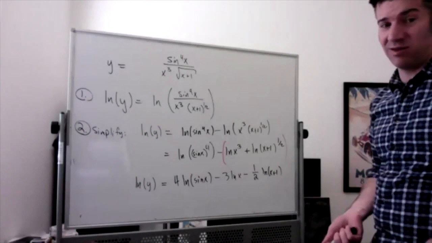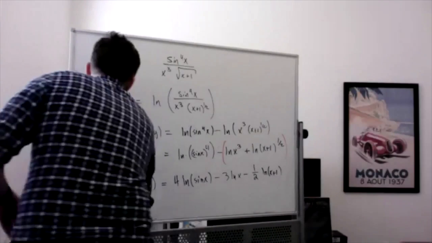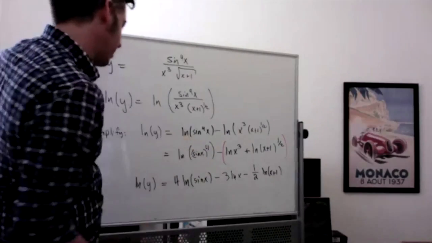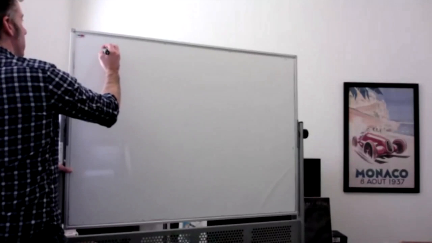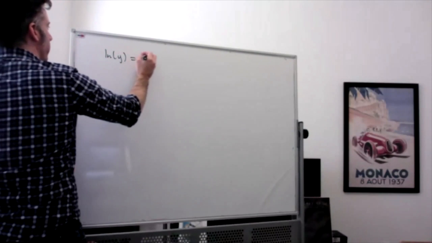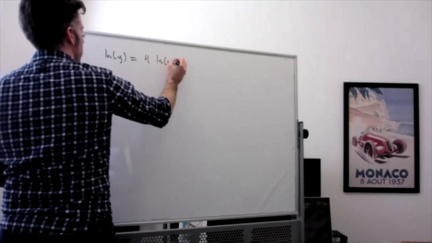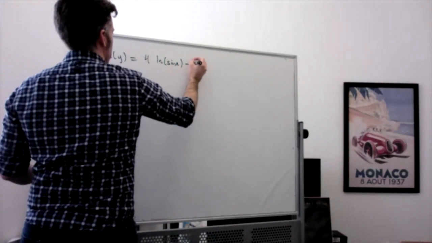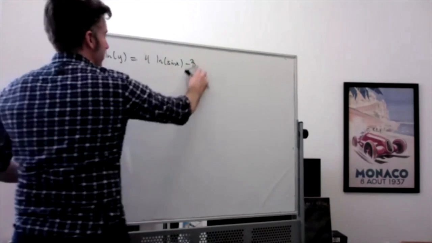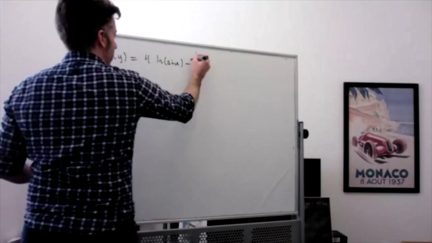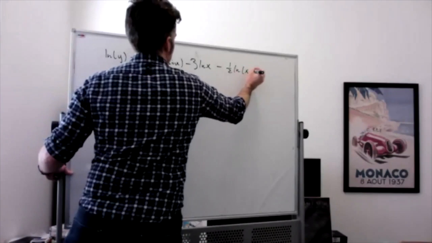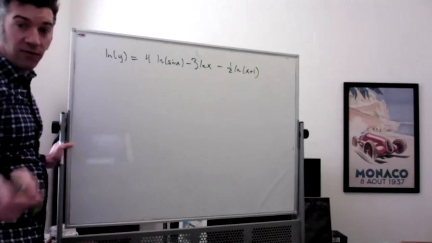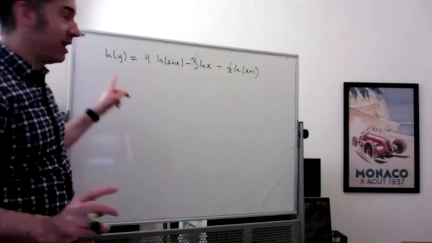I'm going to do that on the other side of the board because I'm running out of room. So I've got natural log of y equals 4 natural log of sine, minus 3, that's a 3, believe it or not, natural log of x, minus 1/2 natural log of x plus 1. And now we're going to differentiate both sides. And we're going to differentiate the left side.